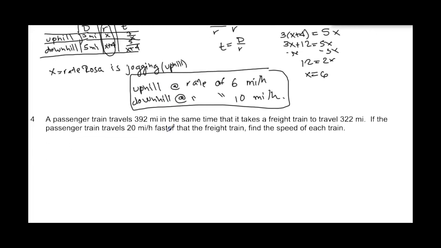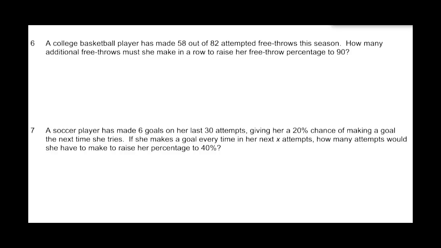Let's skip ahead and take a look at number 6. A college basketball player has made 58 out of 82 attempted free throws this season. How many additional free throws must she make in a row to raise her free throw percentage to 90? Okay, so we're starting off with our ratio being that she made 58 out of 82 attempted free throws. What are we trying to find? We want the number of additional free throws she must make to increase her percentage to 90.